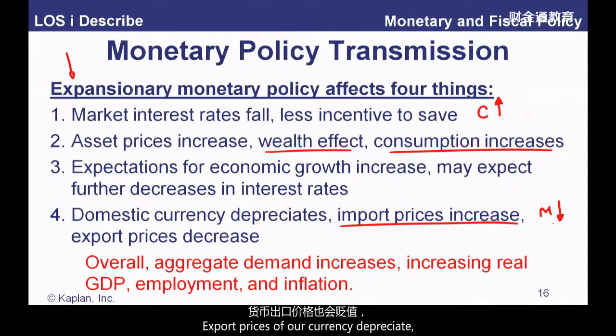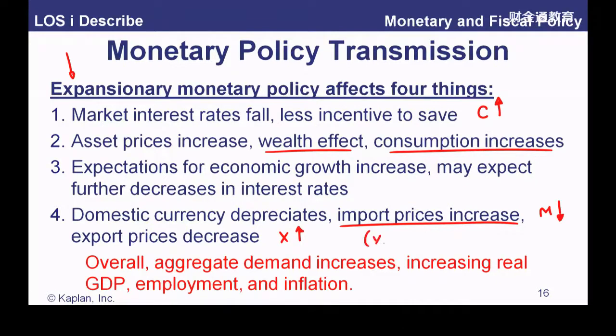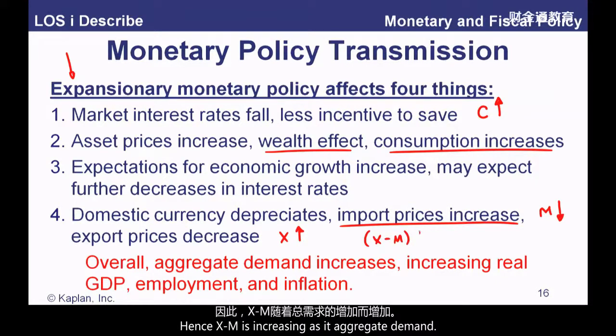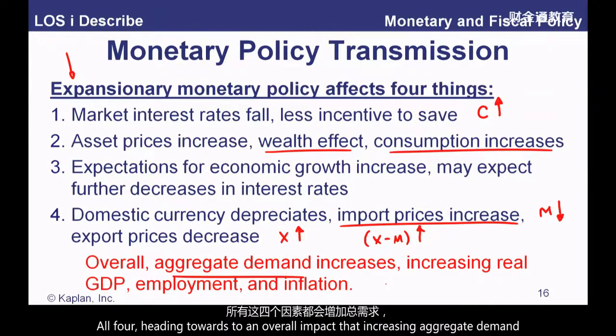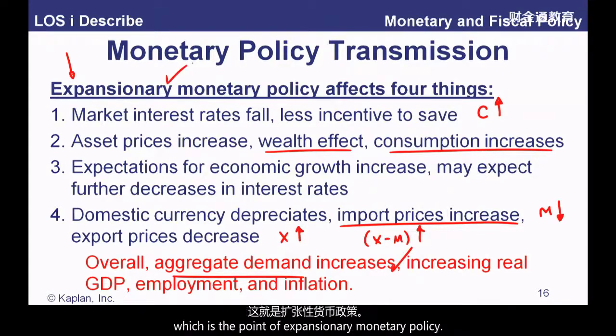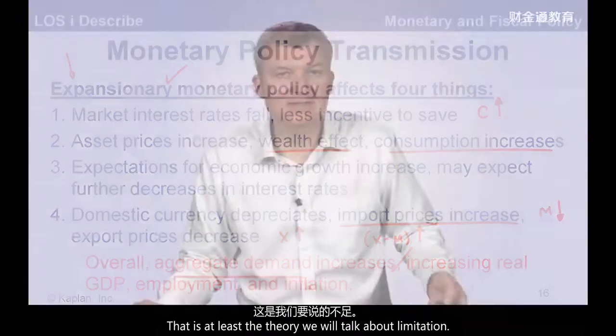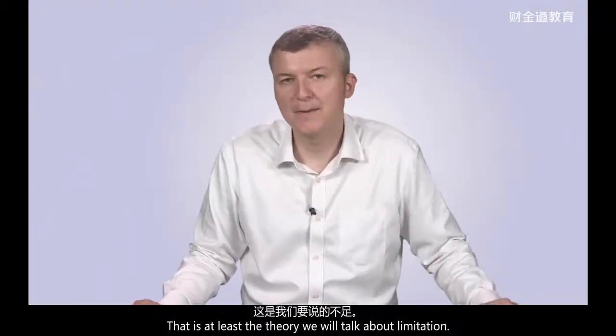Export prices, if our currency depreciates, it's cheaper for our neighbors to buy our exports. Therefore, the level of exports increases. Hence, X minus M is increasing, as is aggregate demand. All four heading towards an overall impact increasing aggregate demand, which is the point of expansionary monetary policy, boosting real GDP and employment and inflation. That's at least the theory. We will talk about the limitations.